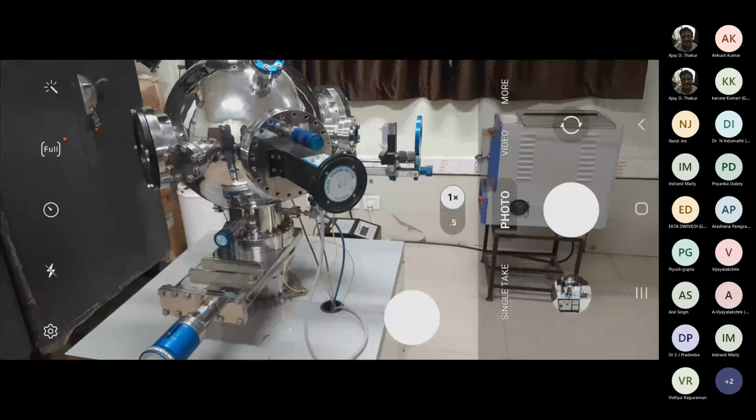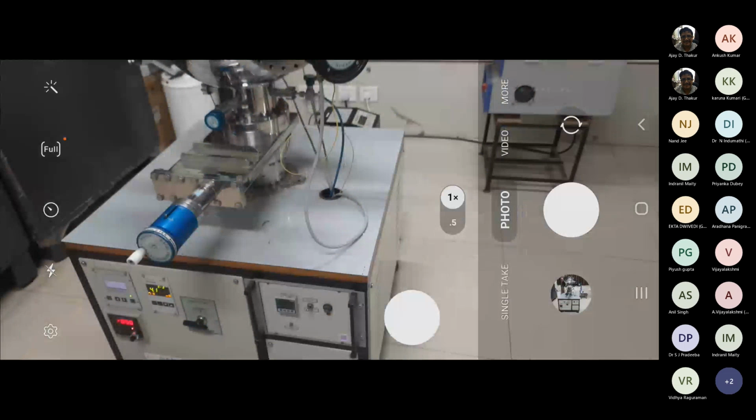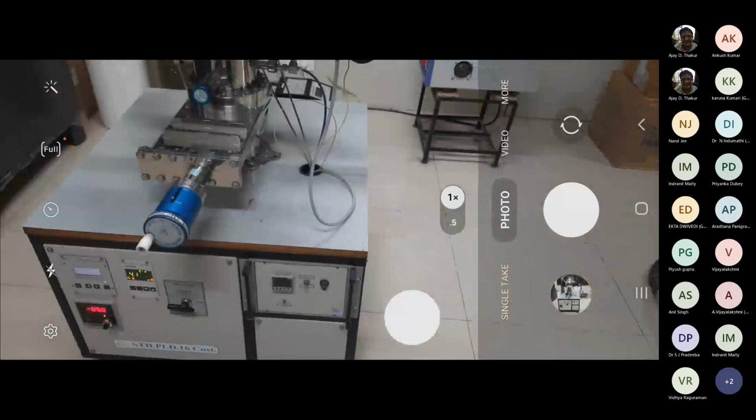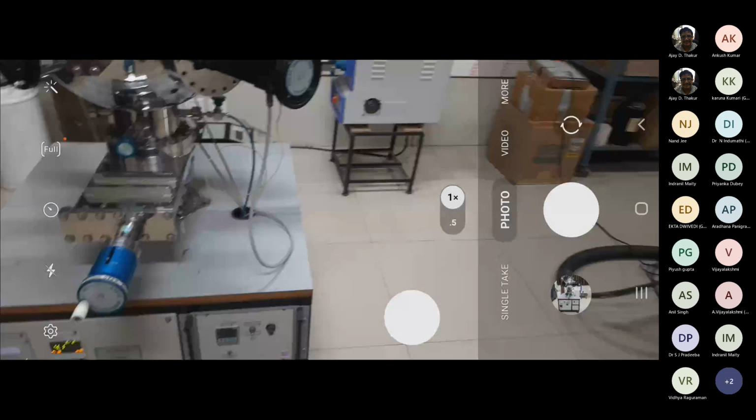So sir, this part is covered, and then the laser part has to be covered. Hello? Yeah, please go ahead. You can go to the laser part.